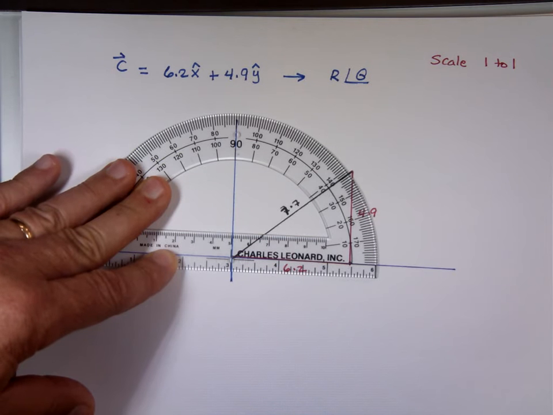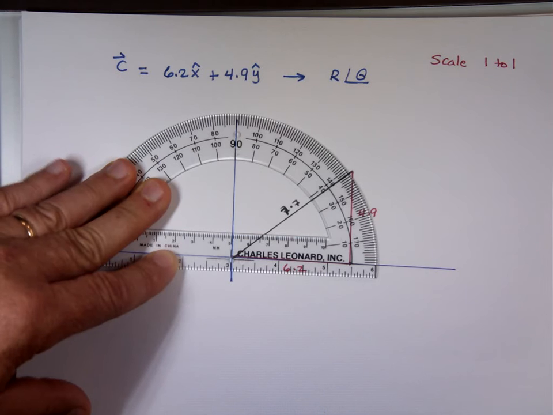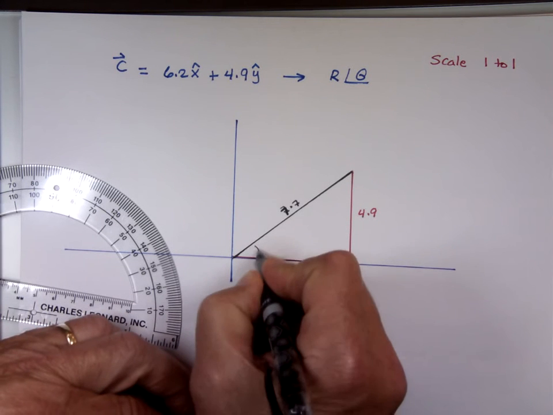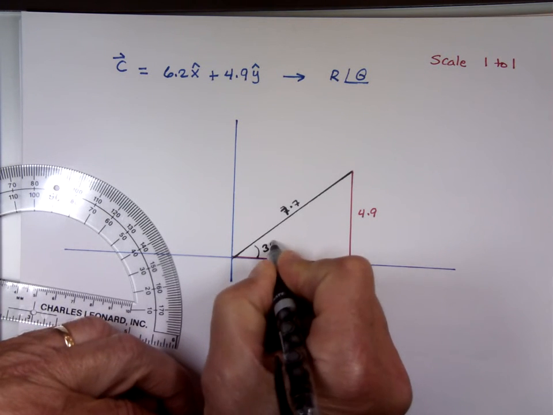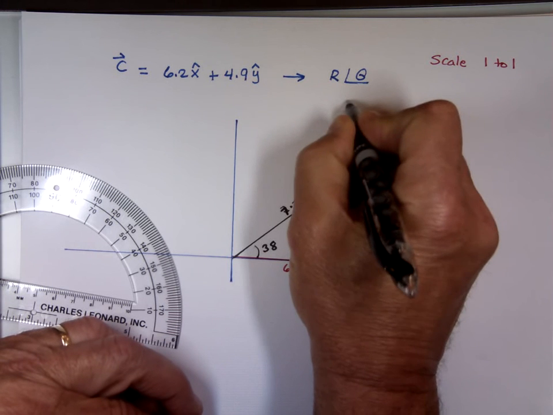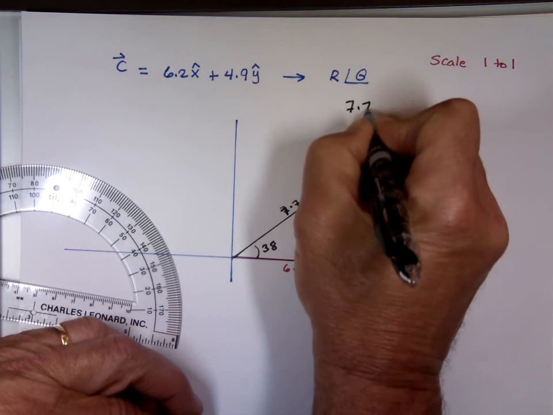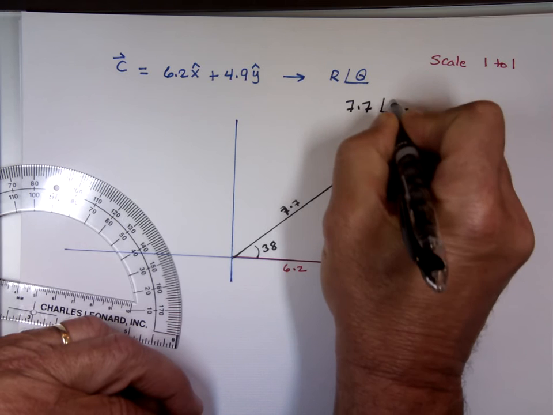Does it look like 38 degrees to you? It looks like 38 degrees. So my picture says 38, so I can write that. We'll see if the math is correct here. 7.7 at an angle of 38 degrees.